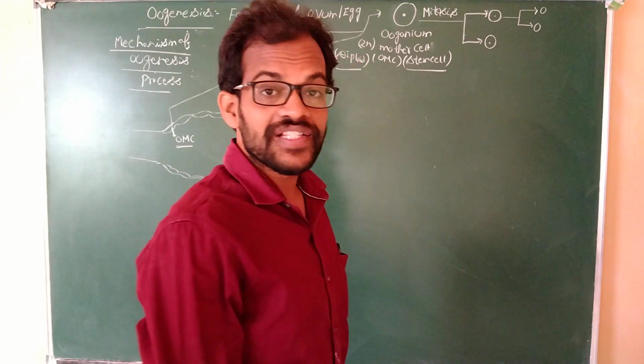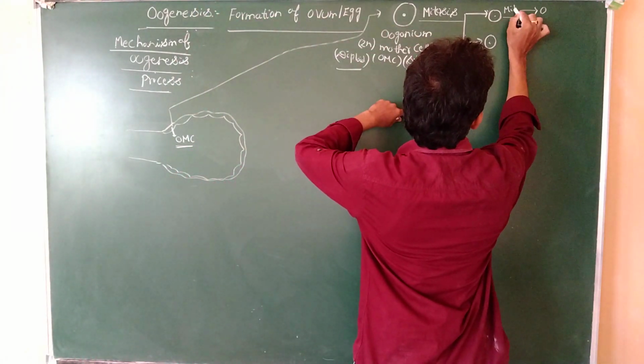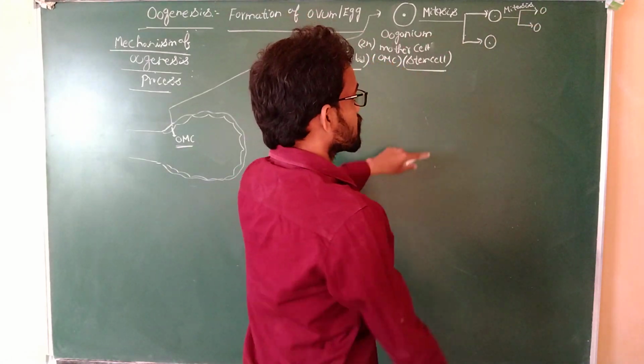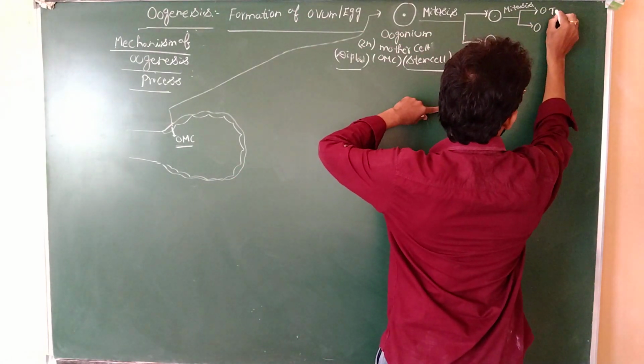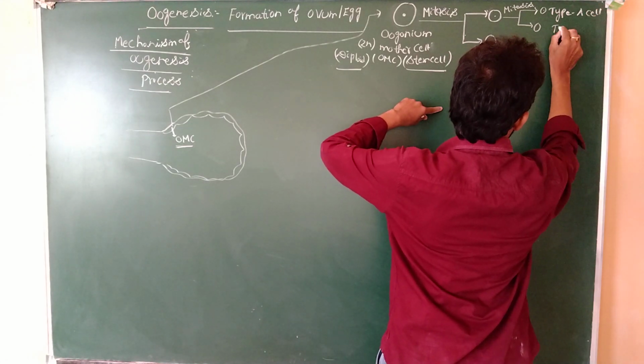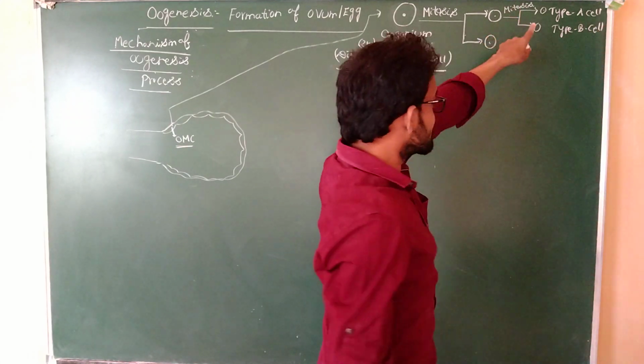It is continuously divide. The process is meiosis only. What is the process? Mitosis. It indicates type A cell. It indicates type B cell. Type A cell, type B cell.